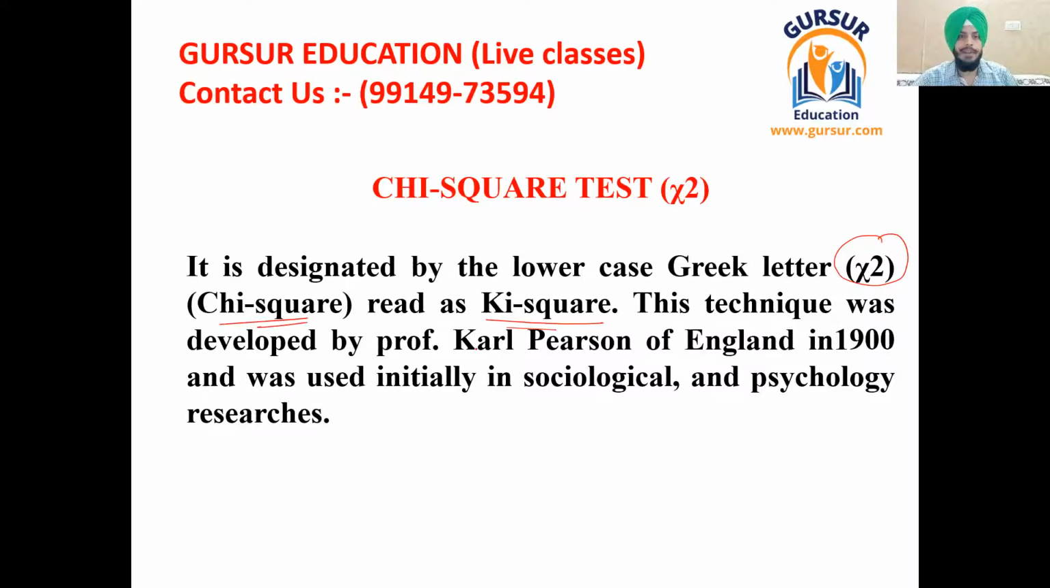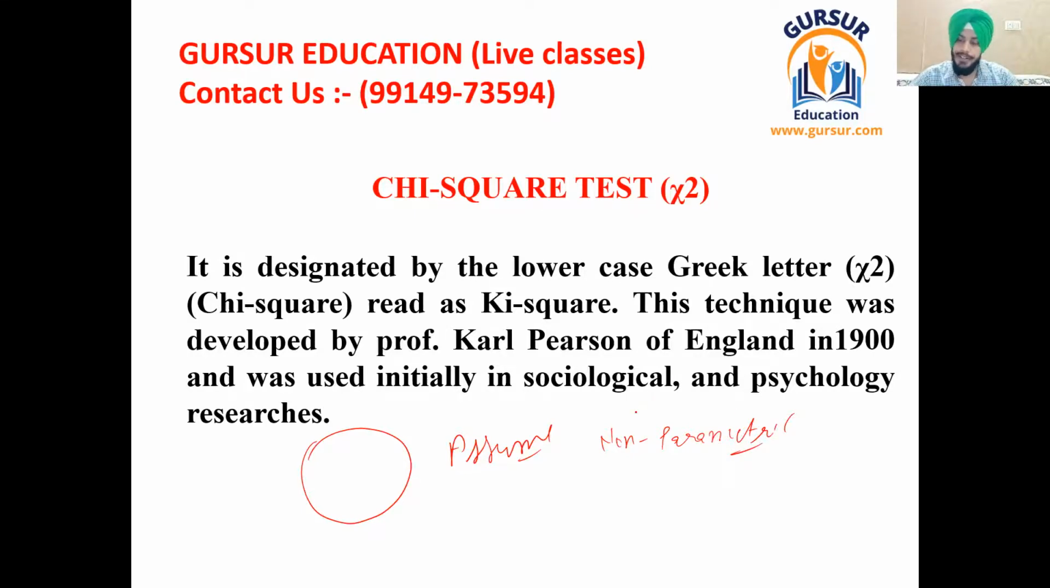And that was developed by Professor Karl Pearson of England in 1900, which was initially used in sociology, then psychology. So nowadays this is used very widely because there are a number of populations regarding which we cannot assume anything. And if you cannot assume anything regarding your parent population, then certainly you have to go for some non-parametric tests, and the major non-parametric test is chi-square test.